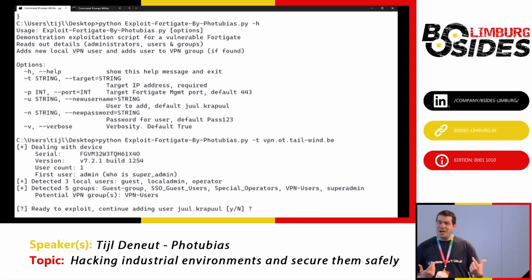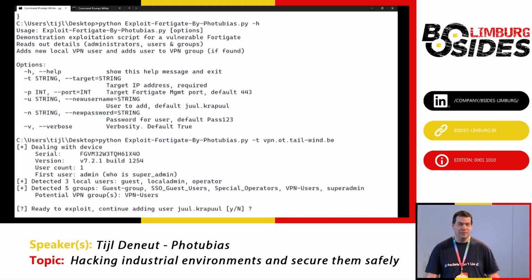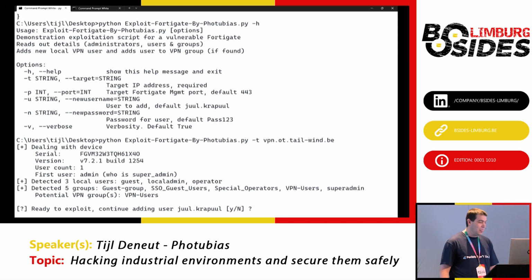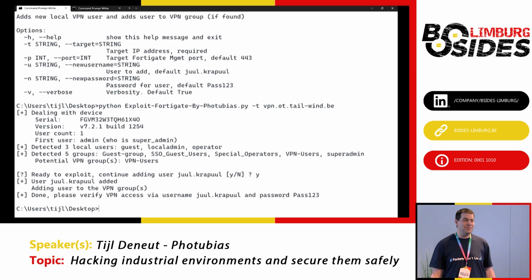It already reads out a couple of things. It reads, for example, the existing users that are already part of that FortiGate, like operator and guest, and also the existing VPN groups. So it will not only add a user, it will also add that user to a certain group. And it will even guess the group that is used for VPN. Usually it has VPN in the name. Intelligence. So potential VPN group, VPN users, and it will add Jules Crapule, at least if I press Y and then enter, and it has now added Jules Crapule with that password.